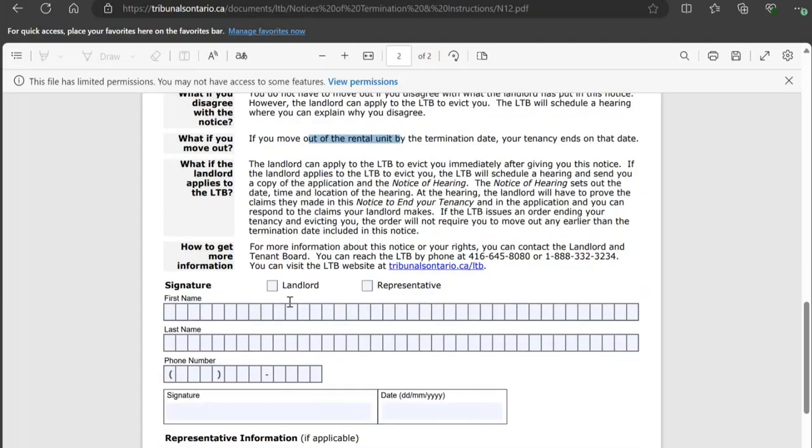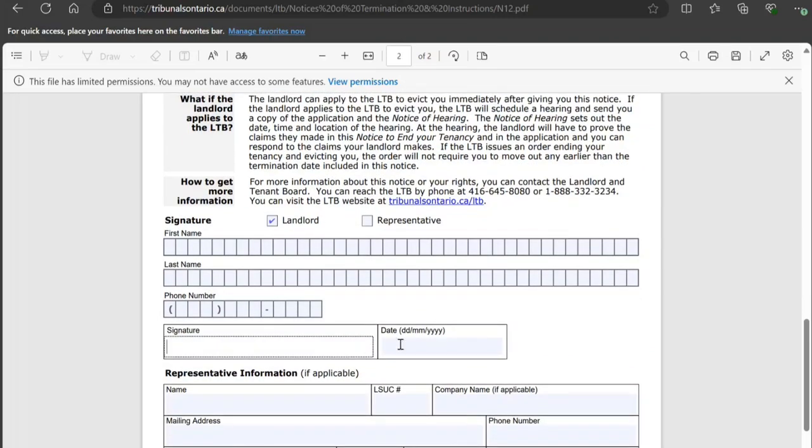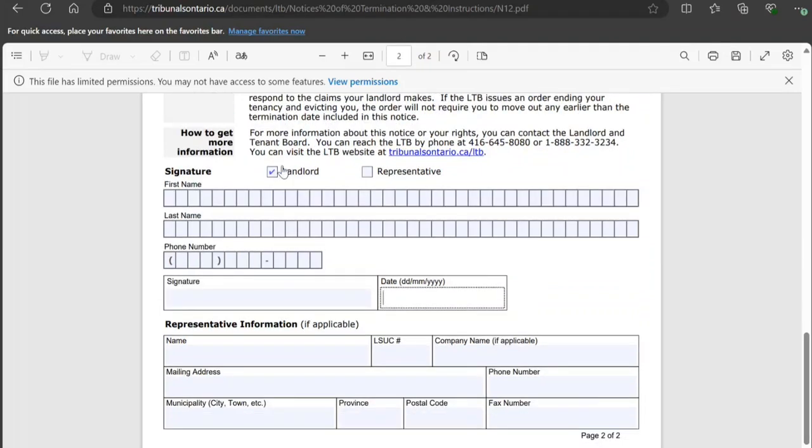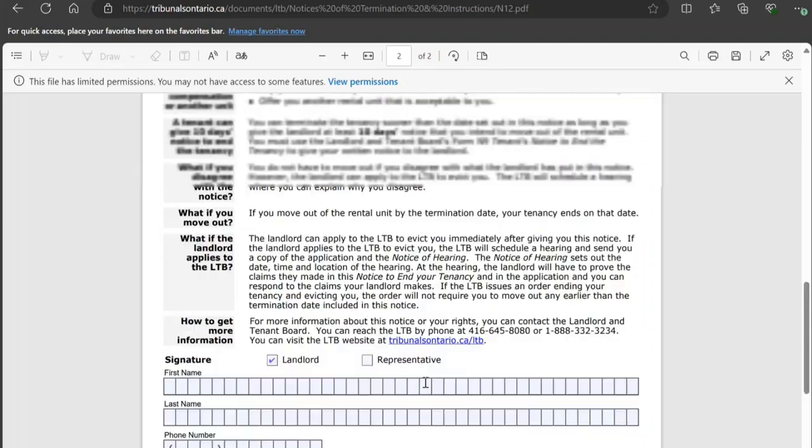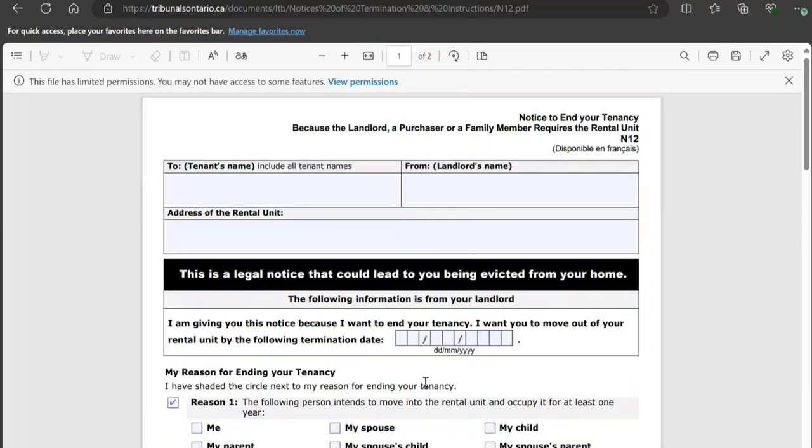All right, now comes the signature. If you're not hiring any representative, you can just skip this. But if you have a representative, you need to provide that. If you don't have a representative, just first name, last name, phone number, and sign, and I suggest signing physically. Date, you can select. If you have a representative, they need to provide their LSUC number and information. And then it can be served.